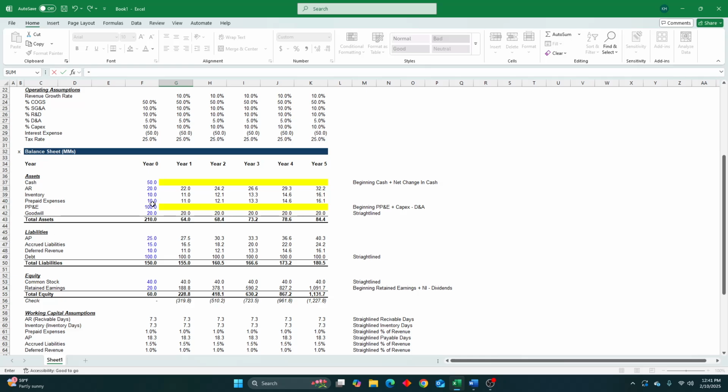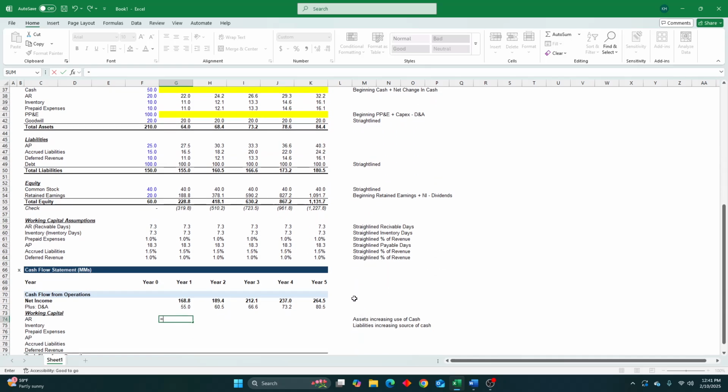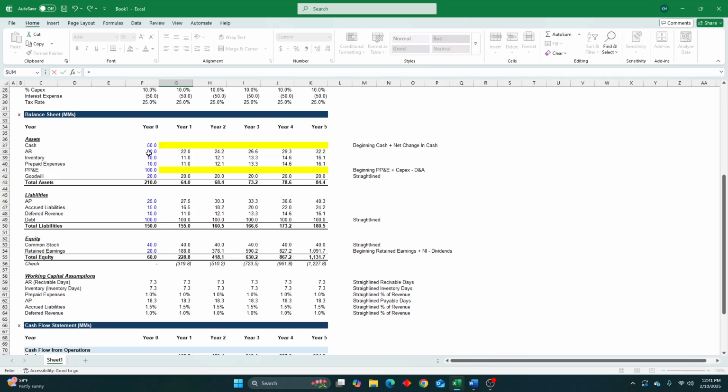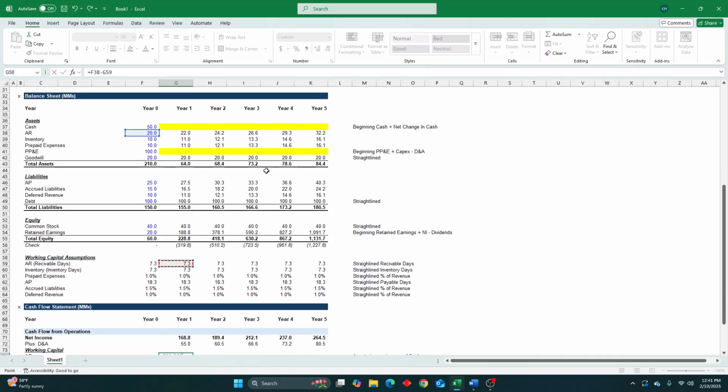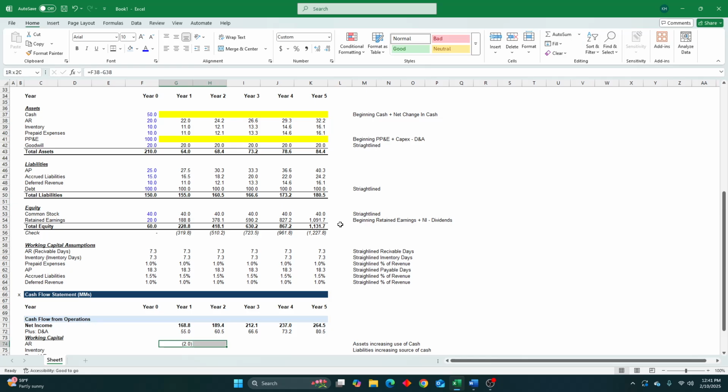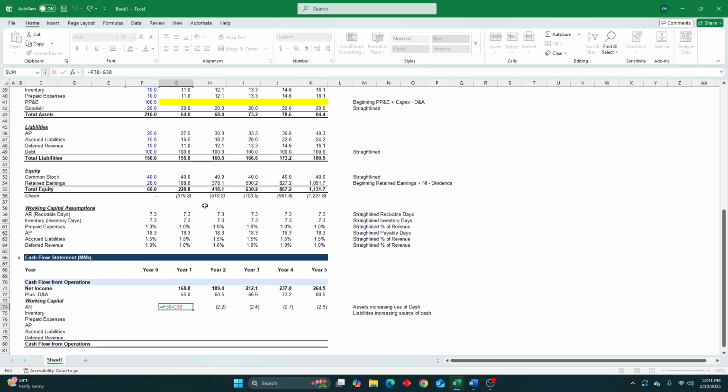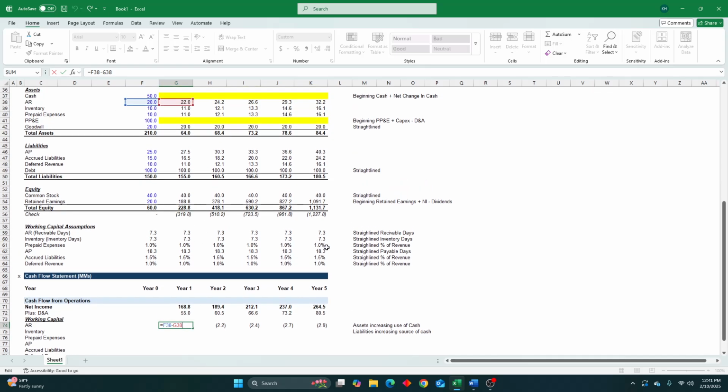And if we see here, our AR is increasing from 20 to 22. And so what this would mean, if we're following our rule, is that an asset increasing is a use of cash. So the way that I'm going to project this is I'm going to take the previous year's balance of 20, and then subtract out this year's balance. And so I can see that that's correctly equating a $2 use of cash from the change in net working capital from this AR line item.